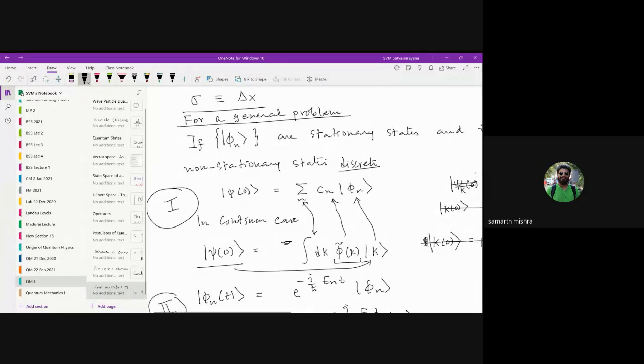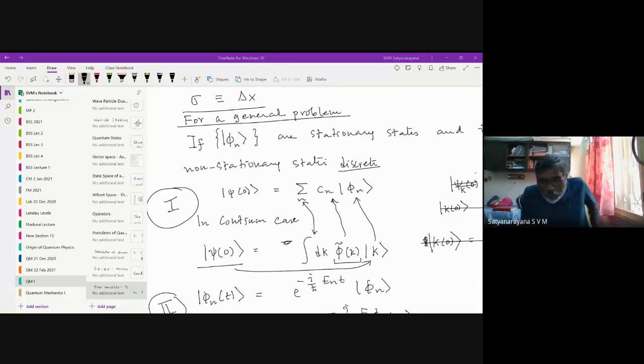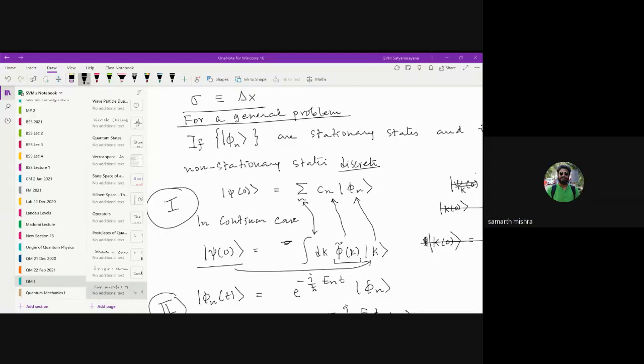Understood, sir. And sir, I have another question. When we talked about the extended normalization, the Dirac form, why are we taking, when we are integrating, psi k at x dash and then multiplied with psi k? Because we are not actually normalizing it to 1.